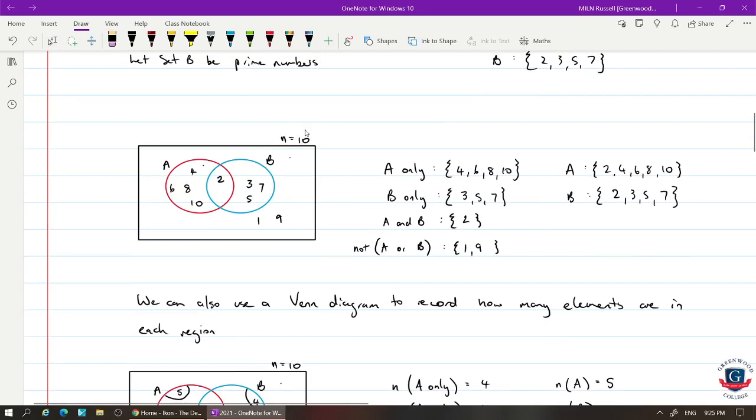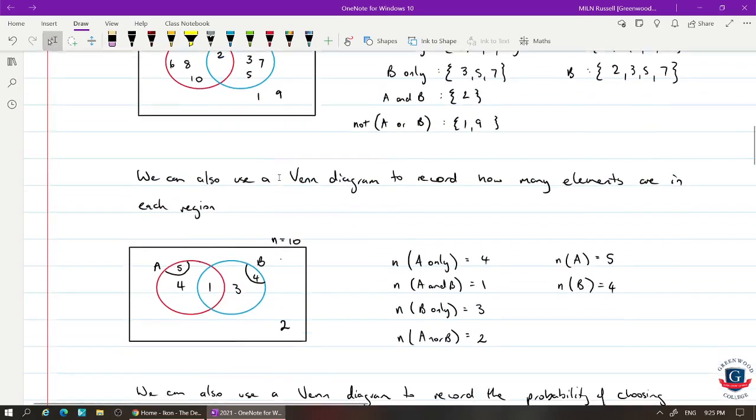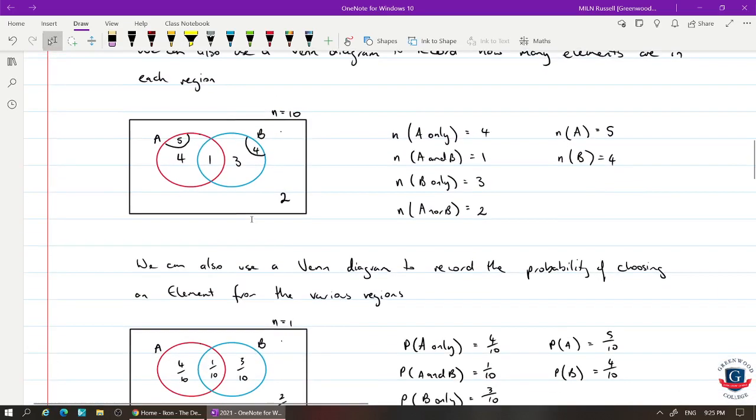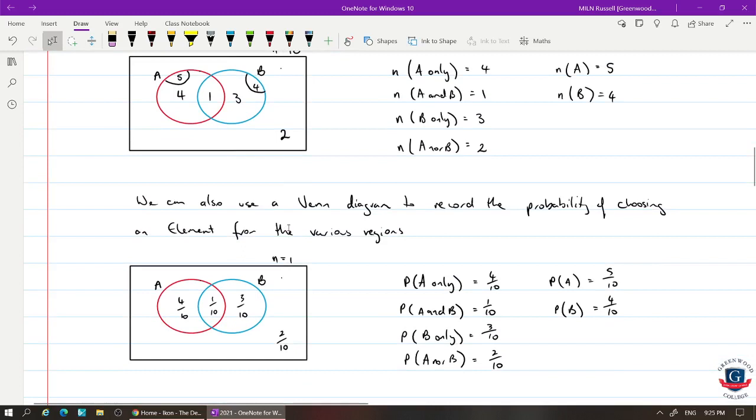Not quite sure that's a valid place to put it. Well, this says I've got 10 elements. It's actually the sum of each of the regions. So 4 plus 1 plus 3 plus 2 gives me 10. And I can use that to work out the probability of choosing an element for various regions.